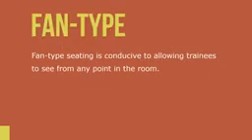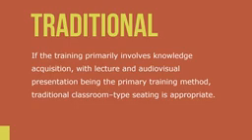Fan type seating is conducive to allowing trainees to see from any point in the room. If the training primarily involves knowledge acquisition, with lecture and audiovisual presentation being the primary training method, traditional classroom type seating is appropriate. Traditional classroom seating allows the trainee interaction with the trainer, but it also makes it difficult for the trainees to work in teams, particularly if the seats are not movable to other locations in the room.